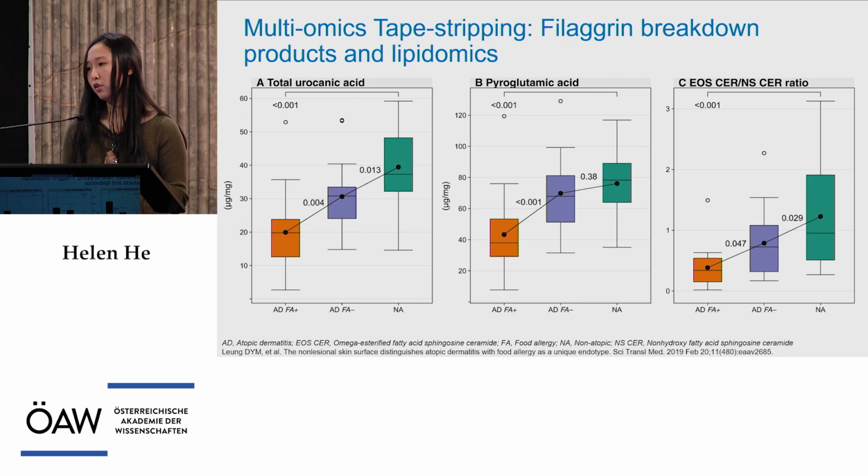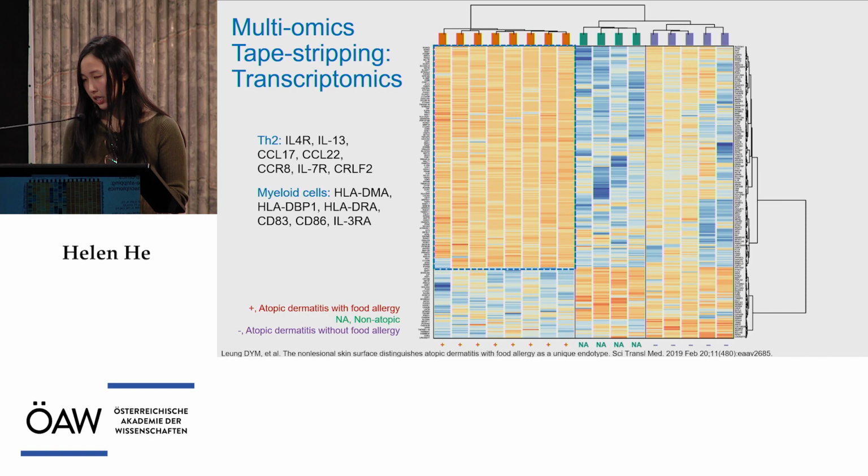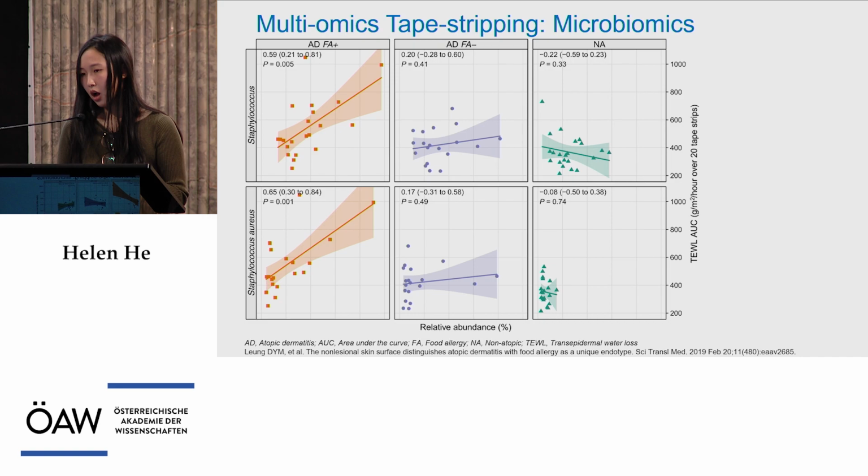Their proteomic analysis showed increased keratin 5, 14, and 16 in AD patients with food allergy tape strips. And then their transcriptomic analysis showed an increased Th2 signature and increased myeloid cell signature in the non-lesional tape strips from AD patients with food allergies. They also took skin swabs for metagenomic shotgun sequencing, where they showed an increased Staph aureus abundance, mostly in AD patients with food allergies, with correlations to transepidermal water loss only in that group.